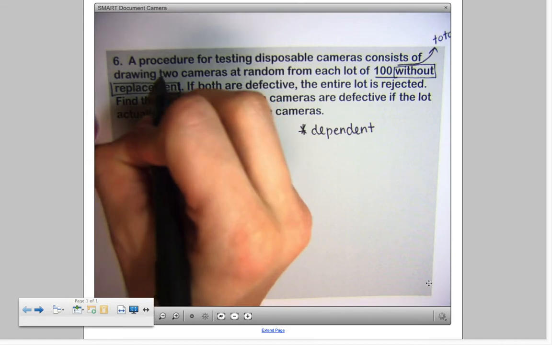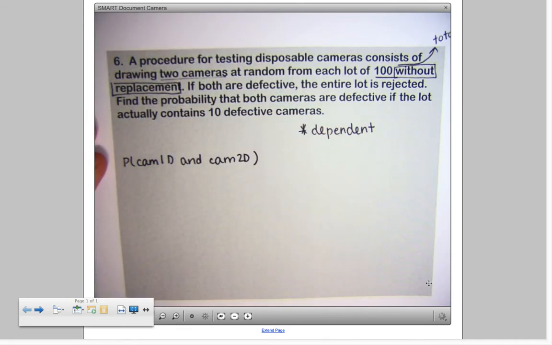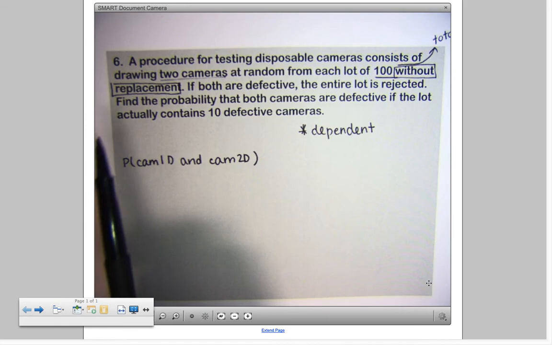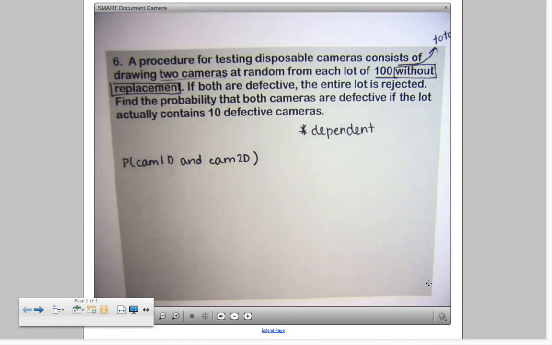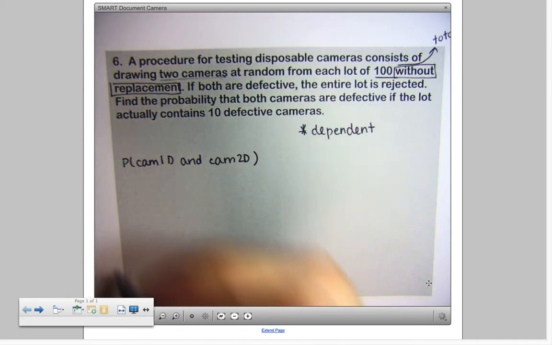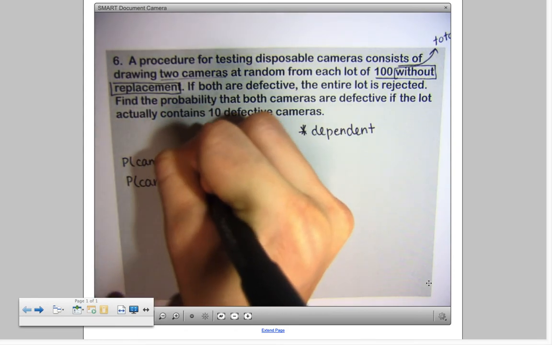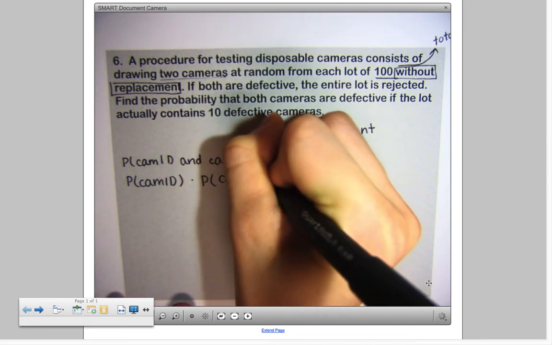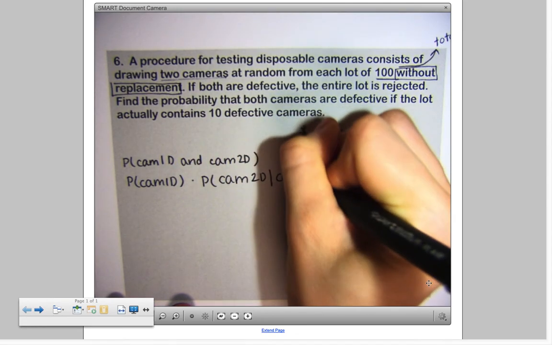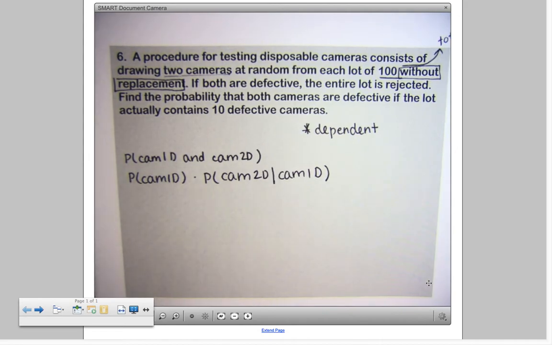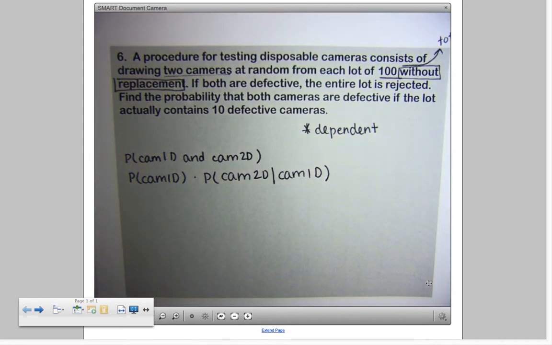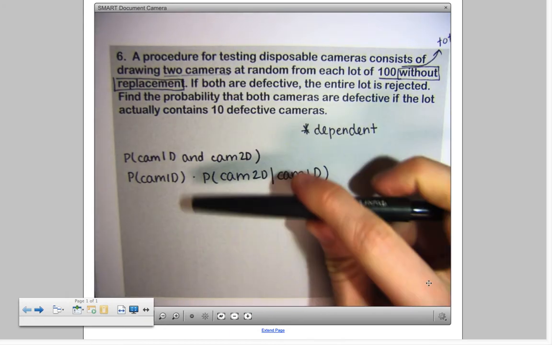Just because I'm drawing 2 cameras, and we want to know that the lot is defective if both of them are defective. So camera 1 is defective and camera 2 is defective. Since they are dependent, I'm going to have the probability that camera 1 is defective times the probability that camera 2 is defective given camera 1 is defective. That's just the formula that we wrote down.